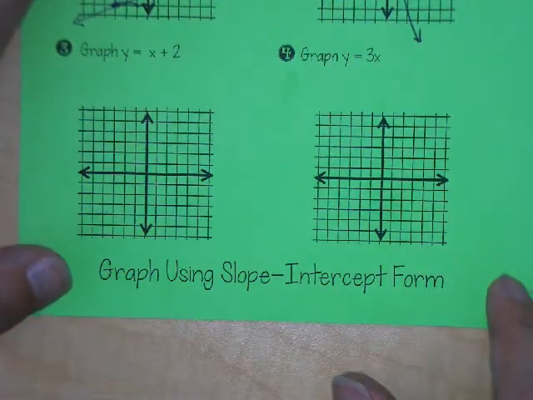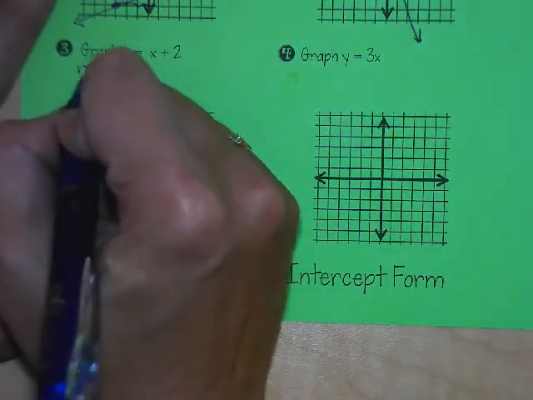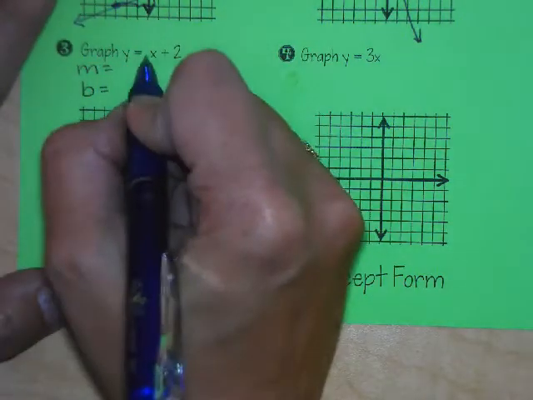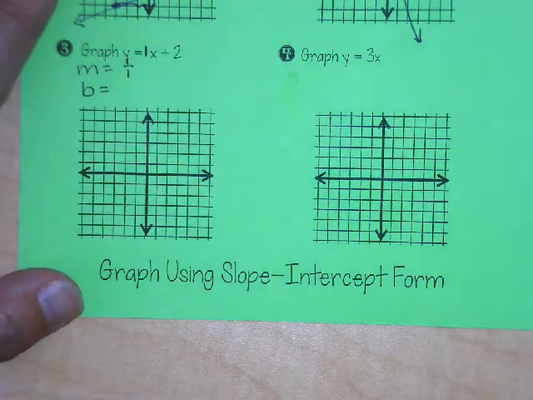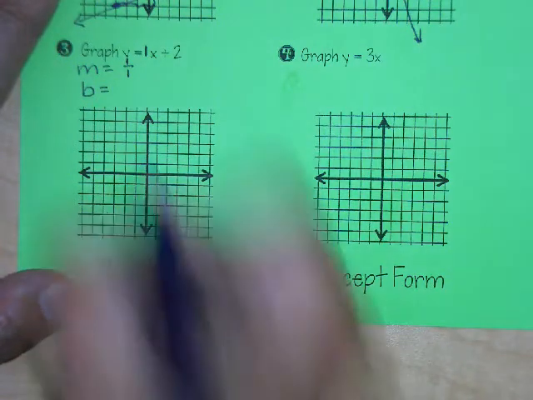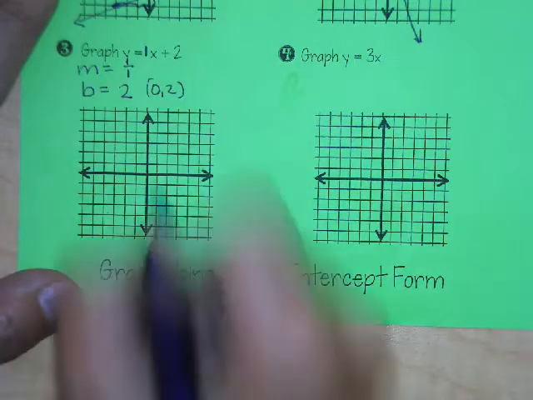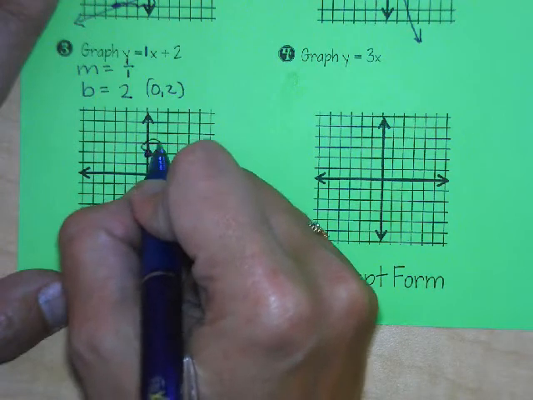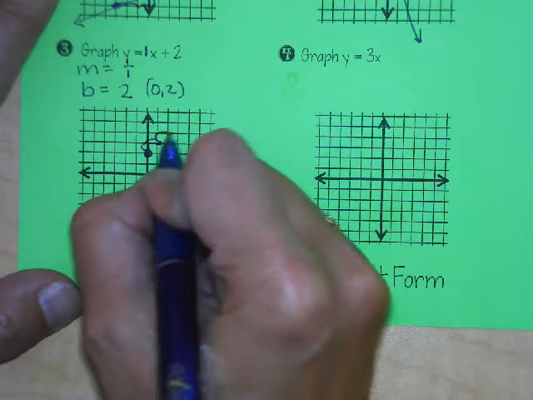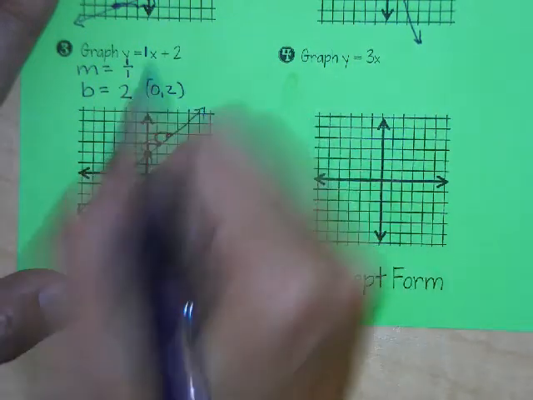So I want you to try number 3 and 4. I want you to pause me and then come back and check how you did. So welcome back. Here is your slope and y-intercept. Notice there's no number in front of this x, so there is a 1. So our slope is 1/1. Because 1 as a fraction, just put a 1 underneath. And my b is a +2, so I'm going to go through 0, 2. 1, 2, up 1/1, up 1/1. I can go down 1 and back 1. There's my line. The slope is positive. It's increasing.